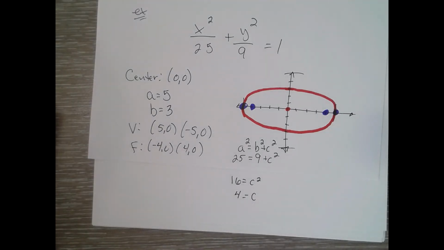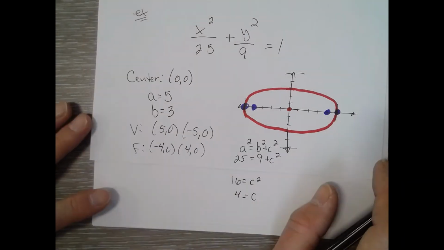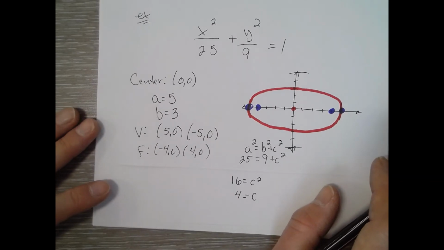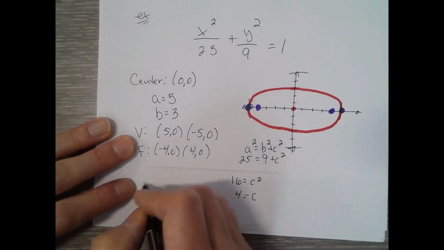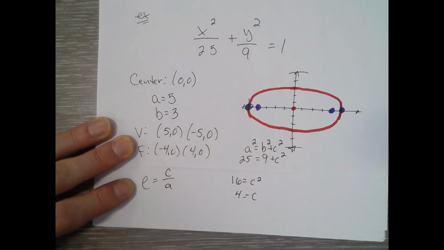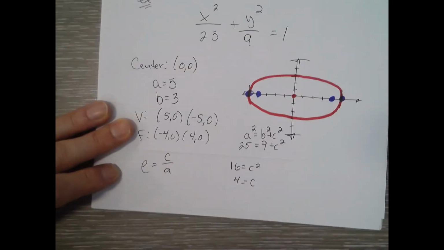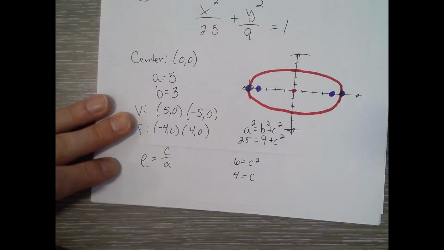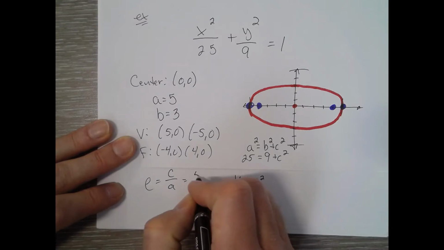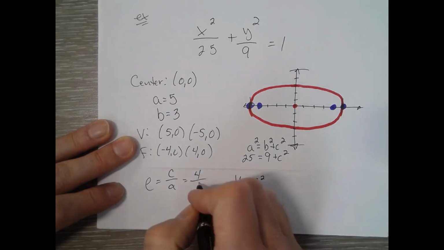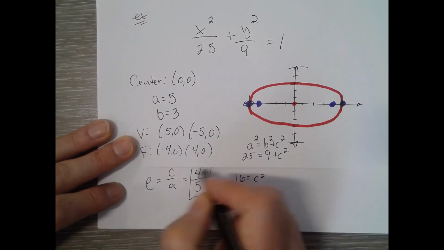Okay. There's one other thing. There's something called eccentricity. Eccentricity is how round it is. Eccentricity is always C over A. It's a measurement of how round the ellipse is. So in this case, if I wanted to find the eccentricity, the C is 4 and the A is 5. So our eccentricity is 4/5.